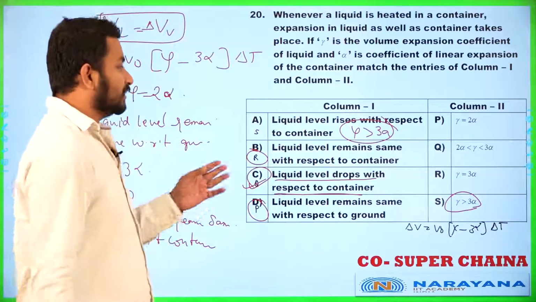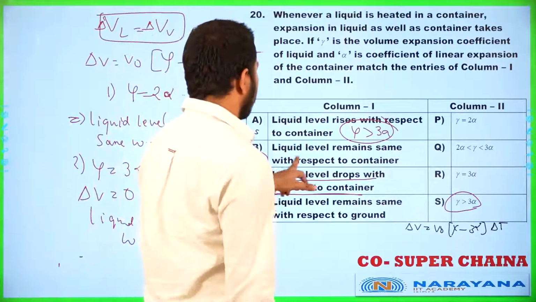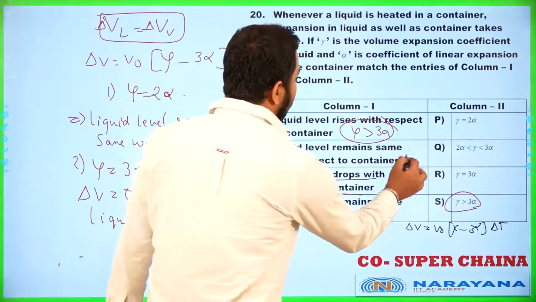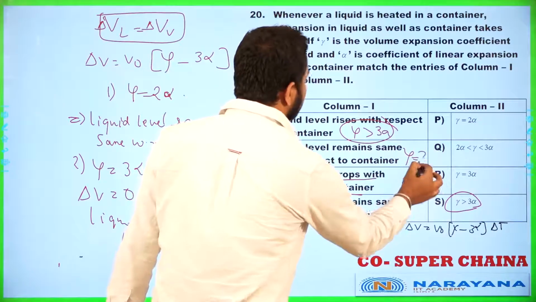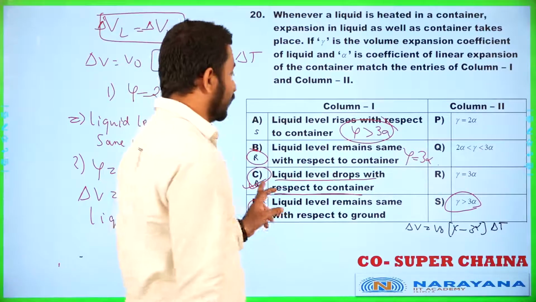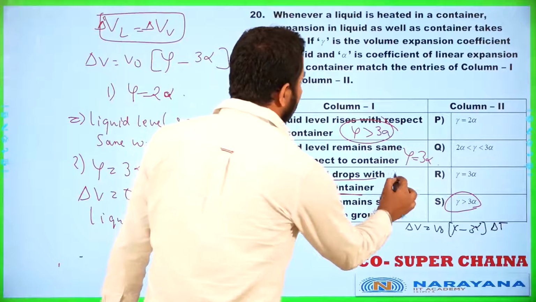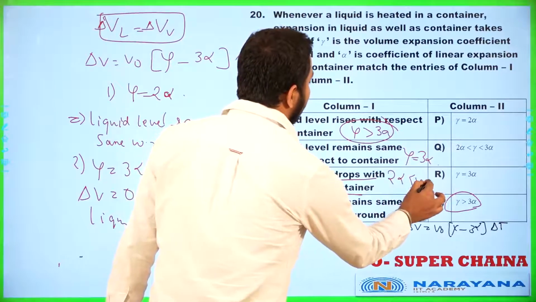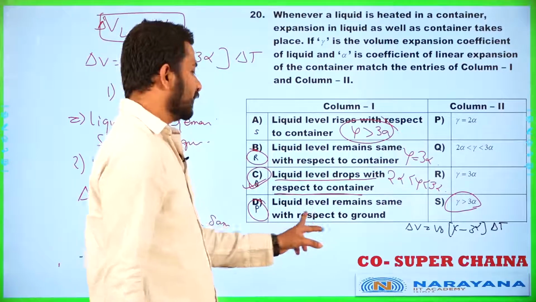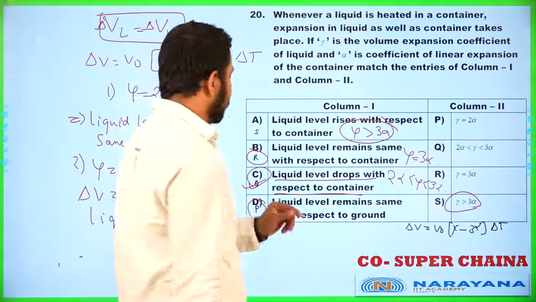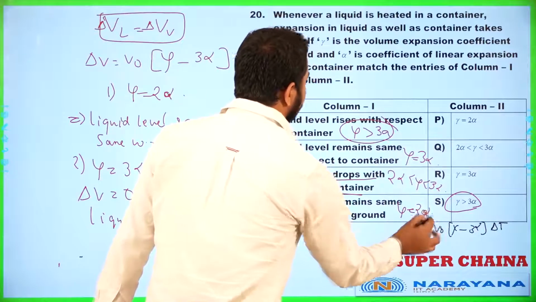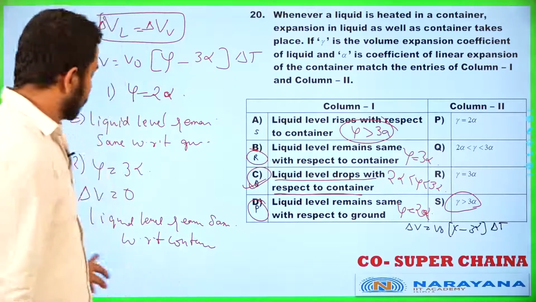So these are the conditions here. This liquid level will remain same with respect to container when gamma is equal to 3 alpha. Yes, liquid level will drop with respect to container when gamma is between 2 alpha and 3 alpha, and liquid level will remain same with respect to ground, students, when gamma is equal to 2 alpha. Right. So this is how we have to proceed on this one.